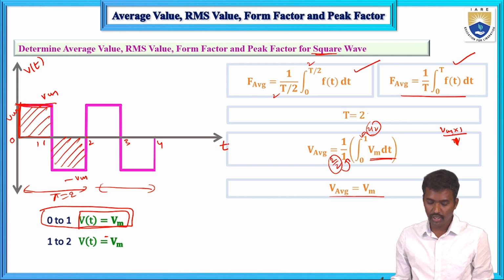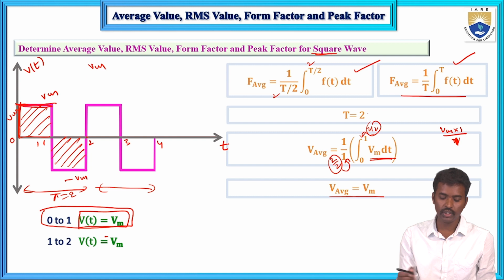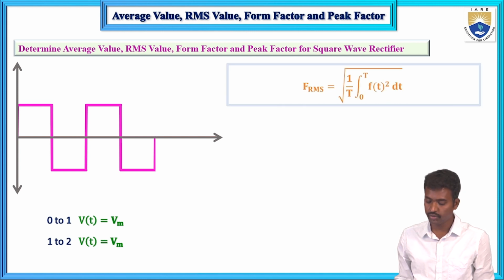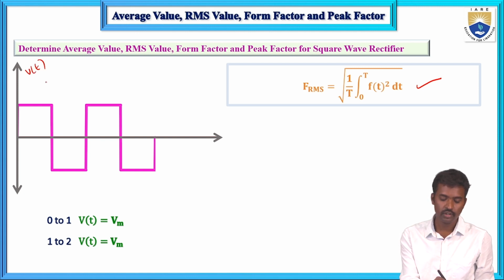Next, we determined the average value, which is Vm only, and now the RMS value. For the RMS value, same thing, we complete one full cycle. So consider the full cycle for the RMS value. RMS equals square root of 1 by T, integral from 0 to T of f of t square dt. This is the formula. Here f of t is V of t: this is Vm, this is minus Vm, with time axis 0, 1, 2, 3, 4.